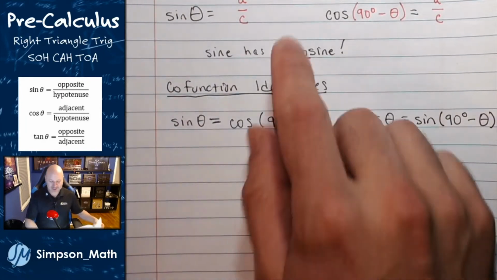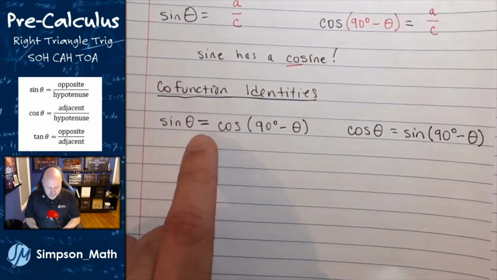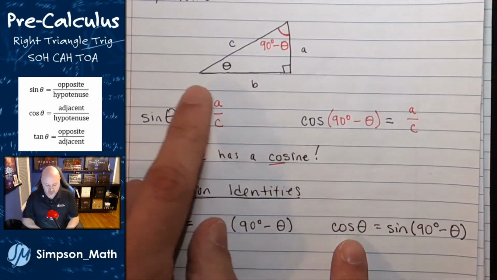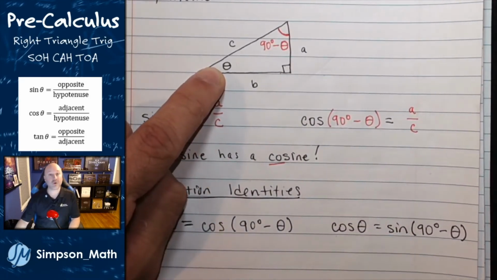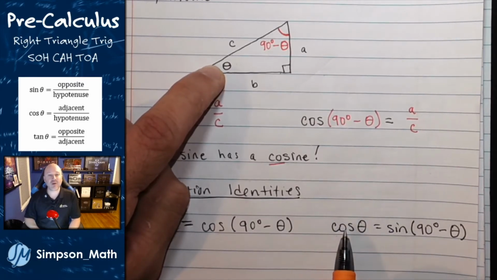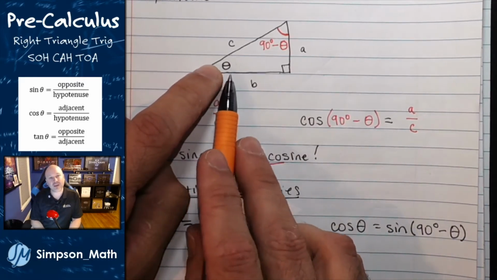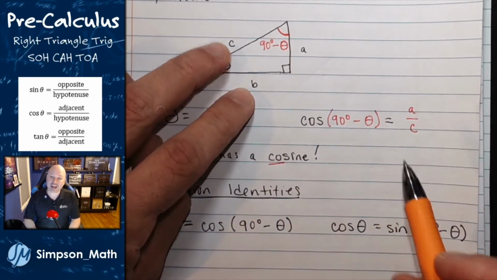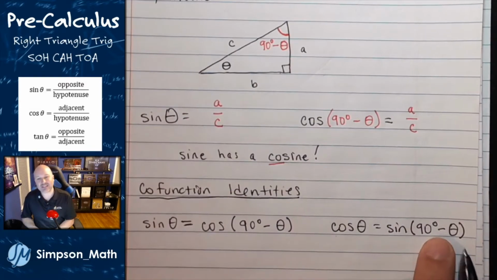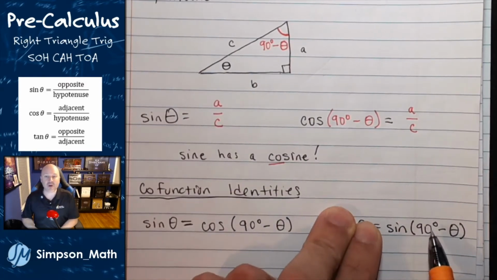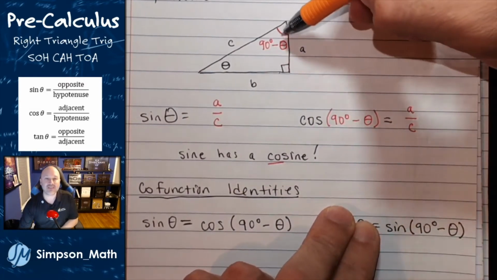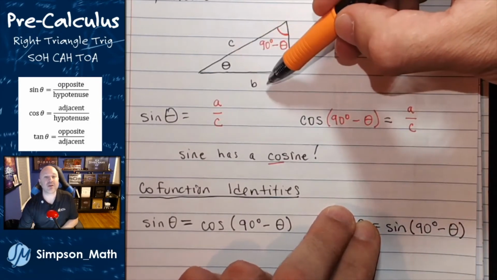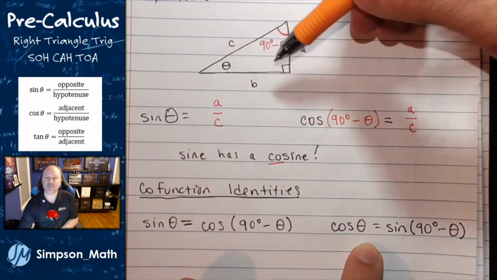So let me do this triangle one more time. We just said this first identity. The second one is also true. So if I asked you for cosine of theta, SOHCAHTOA, cosine is adjacent over hypotenuse. So cosine of theta would be b over c. Sine of 90 minus theta is referring to the other angle. Sine of this other angle is opposite over hypotenuse, but notice they both end up as b over c. Always true.